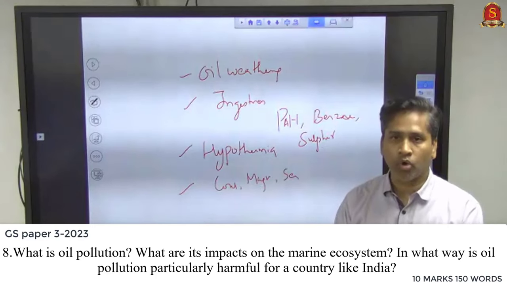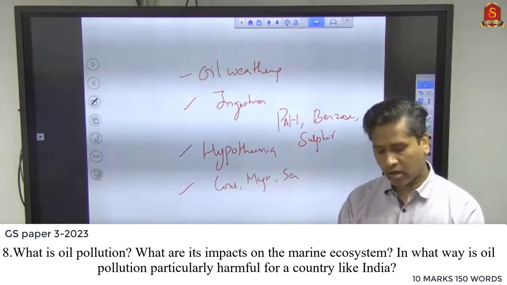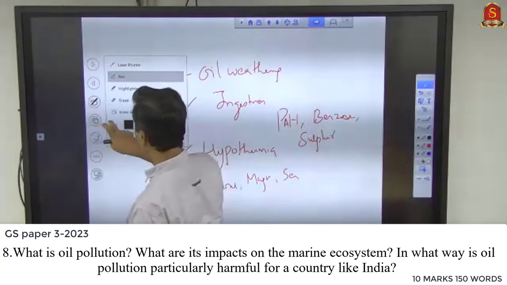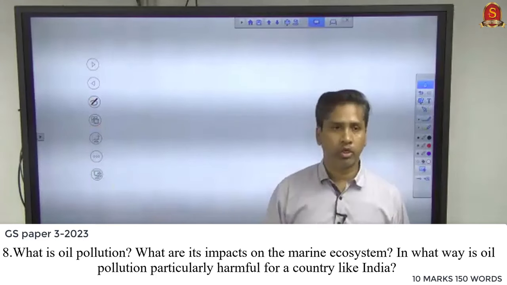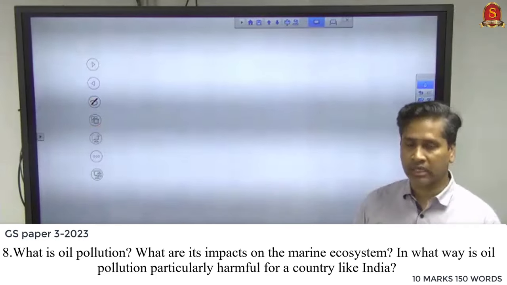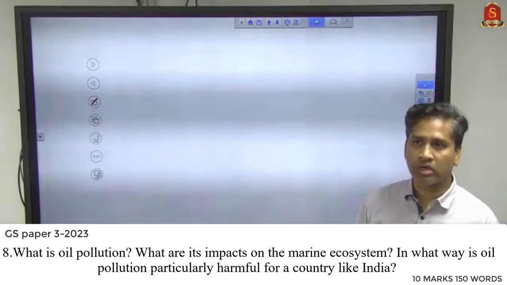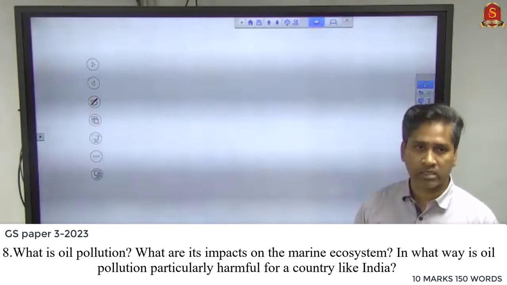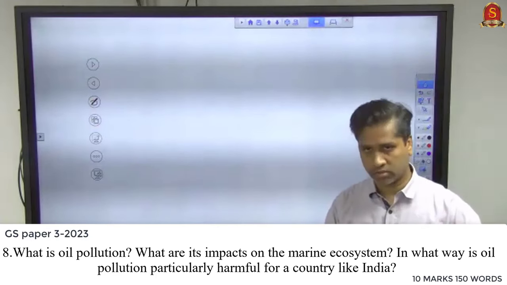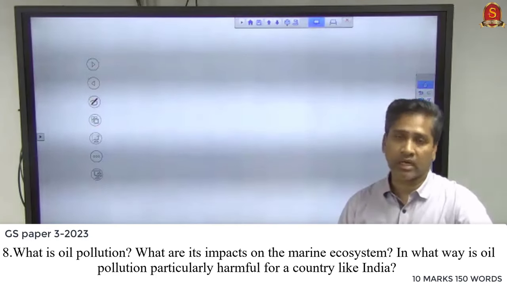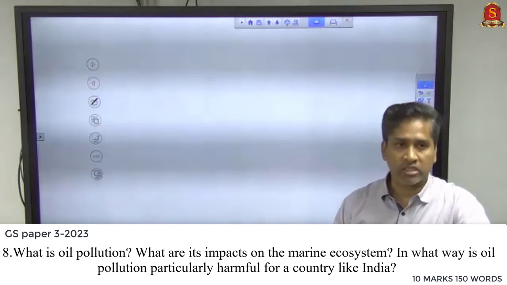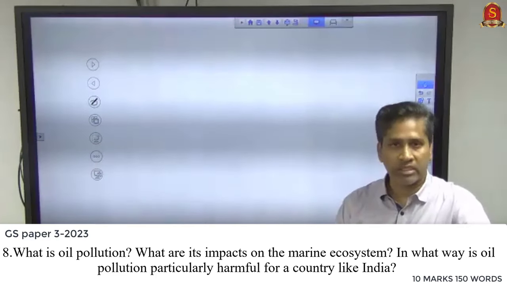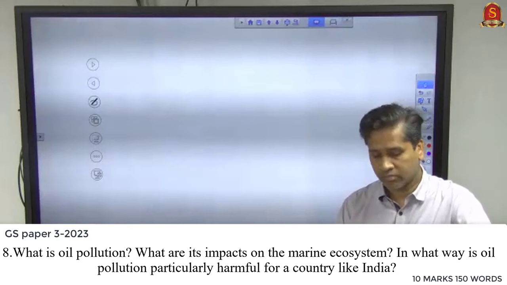The third part is, in what way is oil particularly harmful or affecting a country like India. The first and foremost thing, especially when the oil spill happens near the coast, when you take Andaman Nicobar or Gulf of Mannar, whichever major coastal ecosystem, our coral reefs, mangroves, everything will get affected. And you know that 25% of marine organisms are directly or indirectly supported by corals, and 90% of marine organisms are supported by the coastal ecosystem. By chance, if the oil gets into the coastal ecosystem, it is going to have a huge impact on our biodiversity, especially our Indian coastal biodiversity. That is point number one.